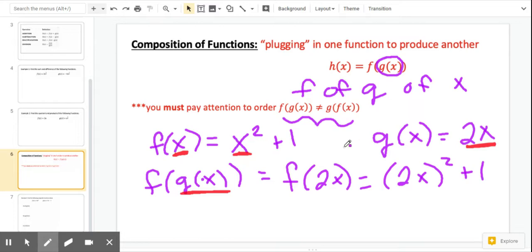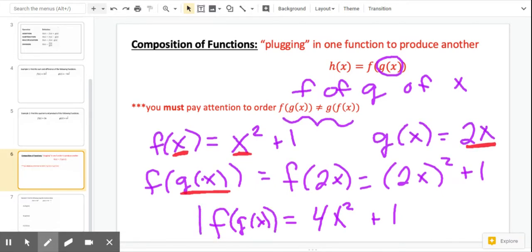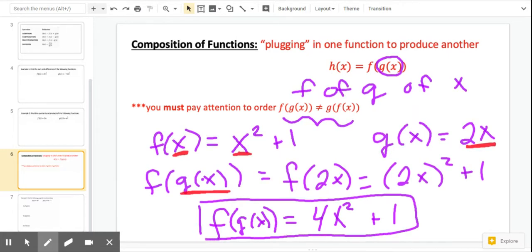So that's essentially what we're doing. You're taking g of x, plugging it in for x into the function. So that's equal to, now we have to distribute this squared. So it's going to become 4x squared plus 1. And that is f of g of x. So essentially, you're taking one function, plugging it in for x into another function.